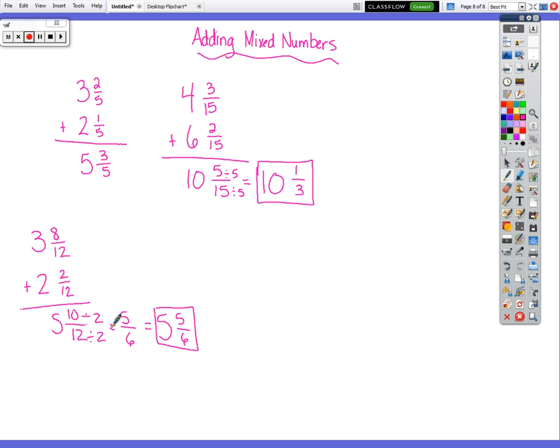Okay, so adding mixed numbers is pretty basic. It's the same as adding fractions. Just remember that the whole number of parts do not change. So that means your denominator stays 5. We do not add our denominator.